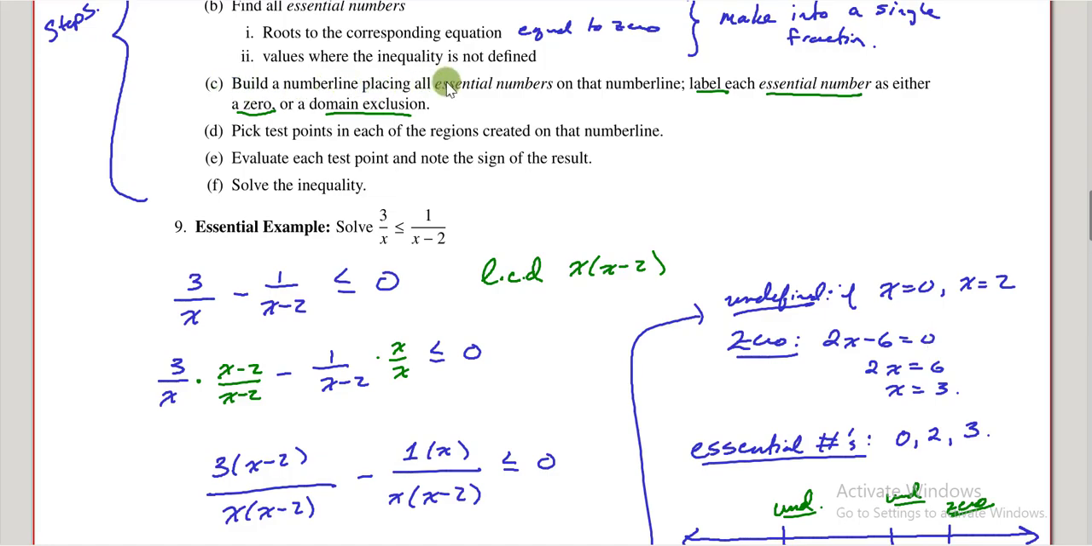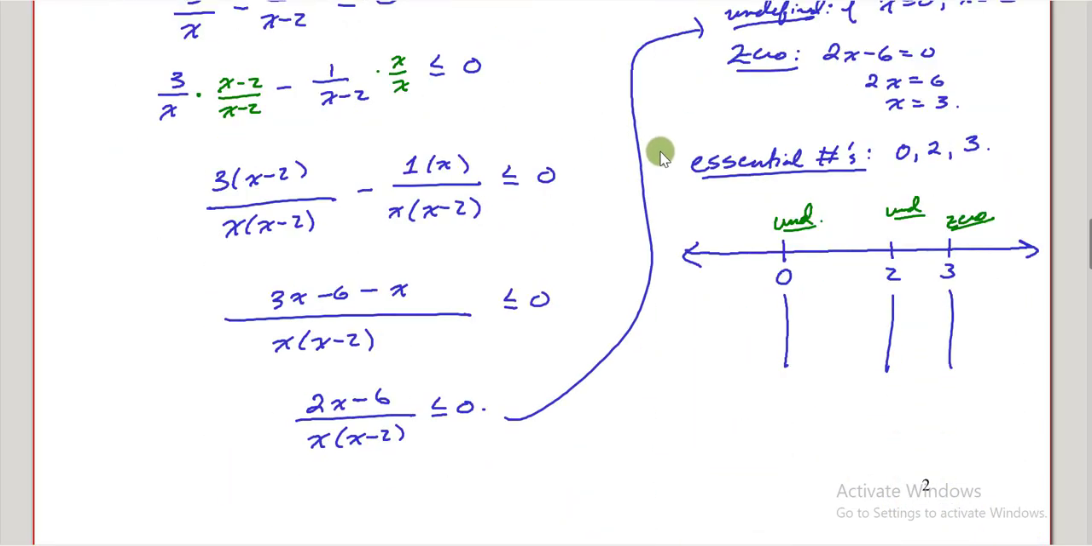I built a number line, placing all essential numbers on that number line, and I've picked my test points. So now let's go ahead and evaluate each test point and check the sign of the result. I need to pick test points inside this. Look what I've done here. On this number line, I've labeled my 3 essential numbers. That's created 1, 2, 3, 4 regions. So I'm going to take a test point from each one of these regions.